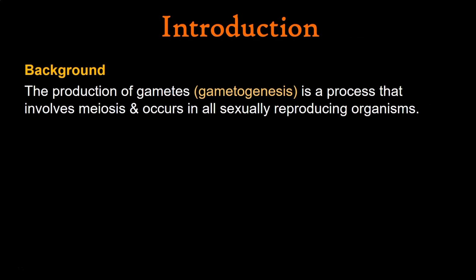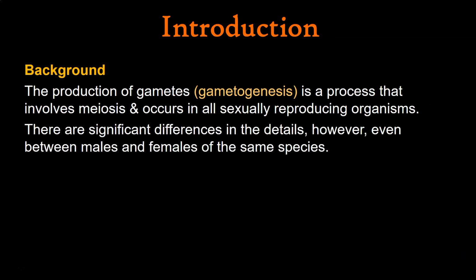Gametogenesis occurs in all sexually reproducing organisms because they all must produce gametes. Thing is, though, that there are significant differences even between males and females of the same species in how they produce their gametes, and when you consider how gametes are produced between different organisms, the differences can be very, very dramatic indeed.